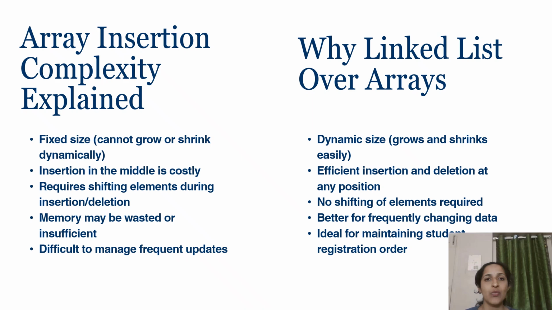To summarize, why we choose this over an array. Arrays are a fixed size and require costly element shifting during insertion. In contrast, linked lists are dynamic. They grow and shrink as needed. There is no shifting required, only pointer updates. This makes them ideal for frequently changing data, such as a live student registration list.